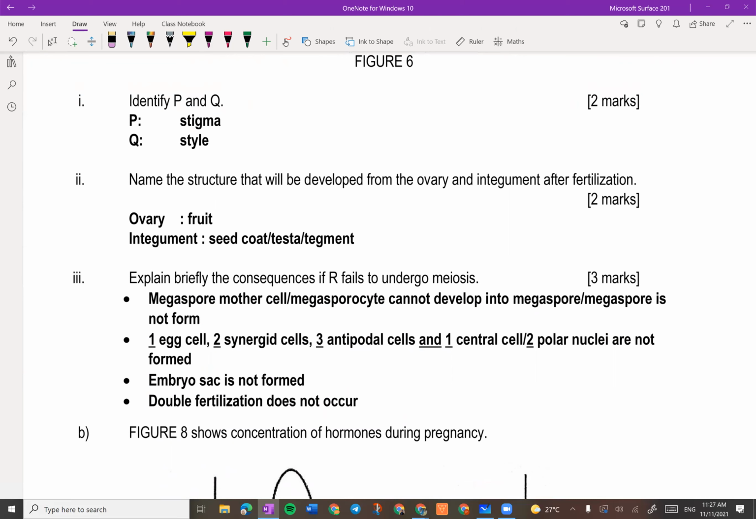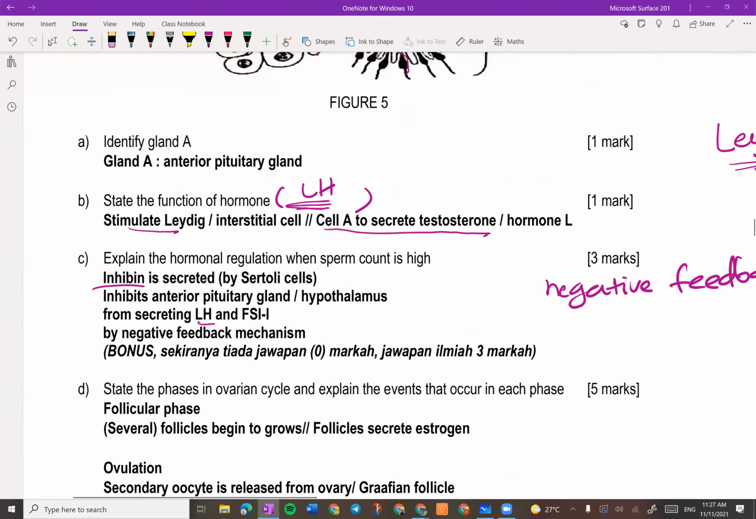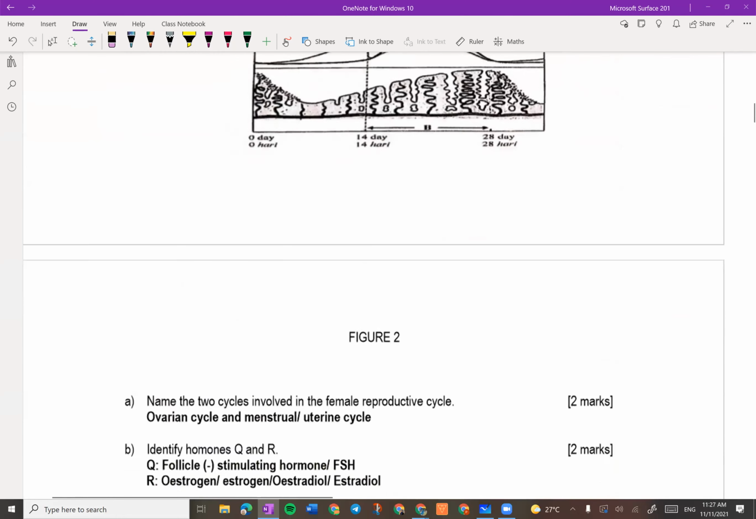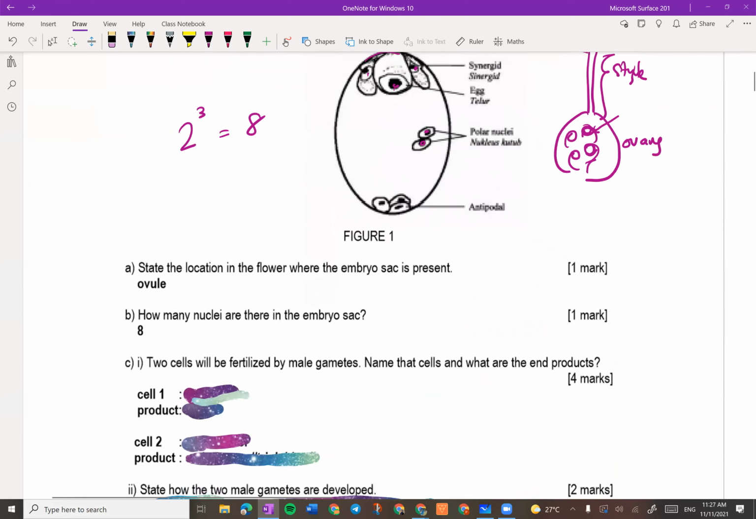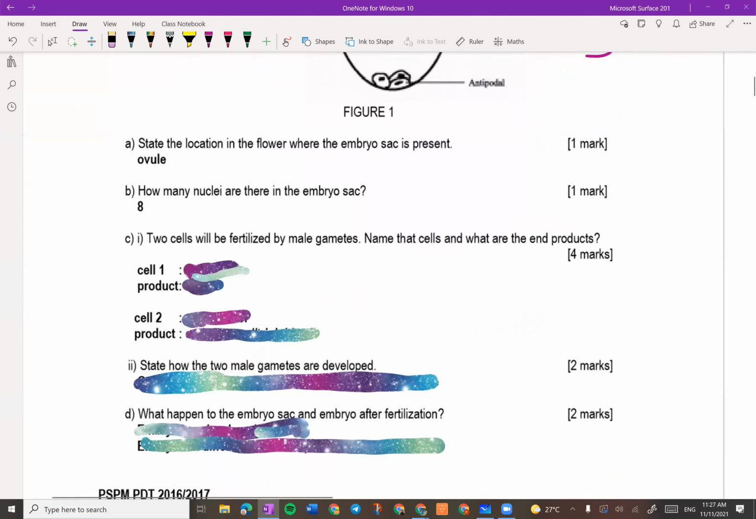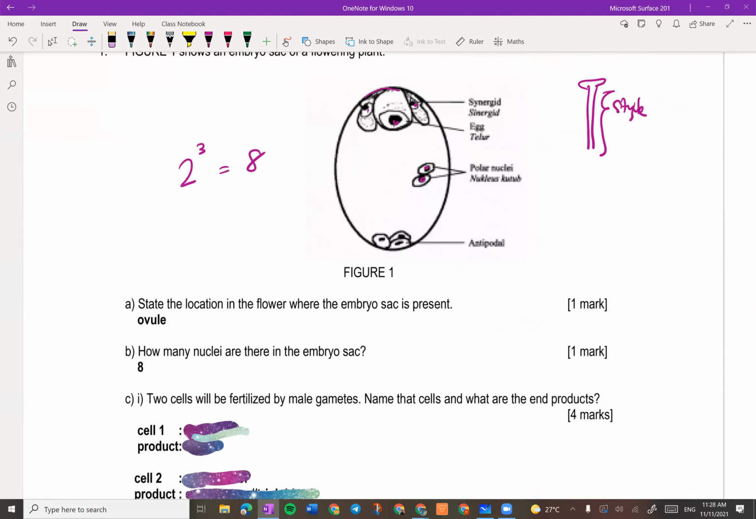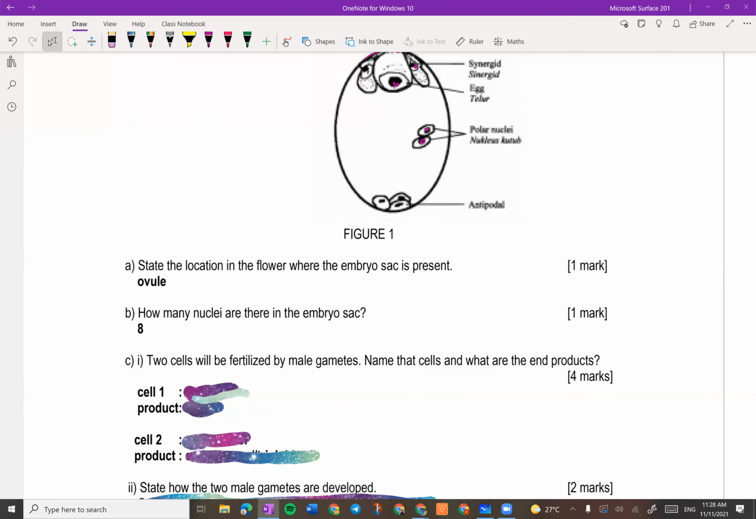Okay, so double fertilization memang tak boleh berlaku lah sebab kita tak ada egg langsung. Even single fertilization pun tak boleh berlaku. Right? Okay, this one pula. Kenapa? Ada soalan ke? Okay? Okay.